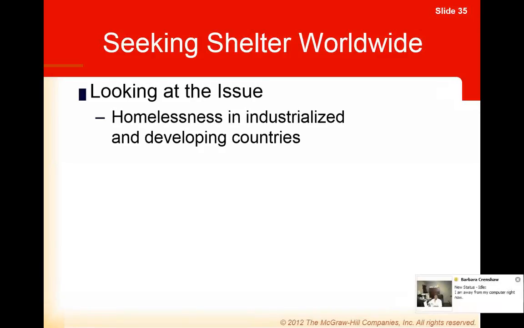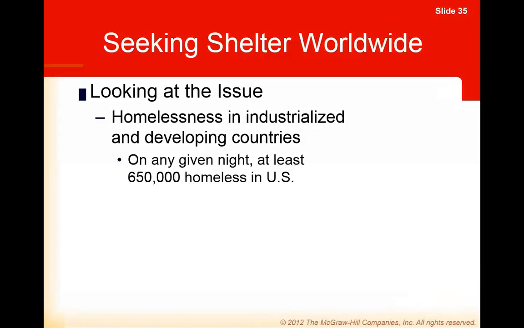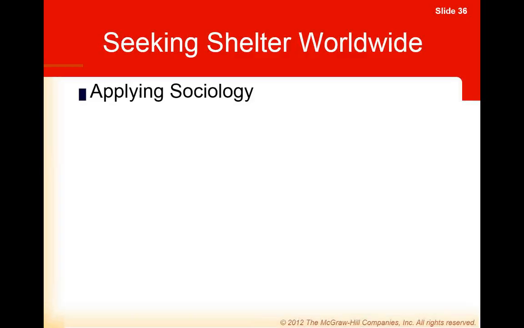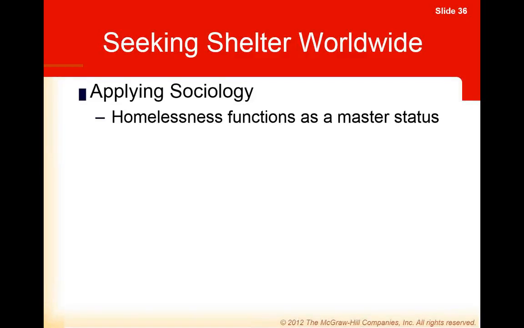So when we look at the issue, homelessness in industrialized and developing nations is increasing and becoming a social problem. There's close to 750,000 people homeless on any given night in the U.S. In third world countries, rapid population growth outpaced expansion of housing by a wide margin. Oftentimes it's children who suffer this in third world countries. They will be left homeless and fending for themselves.